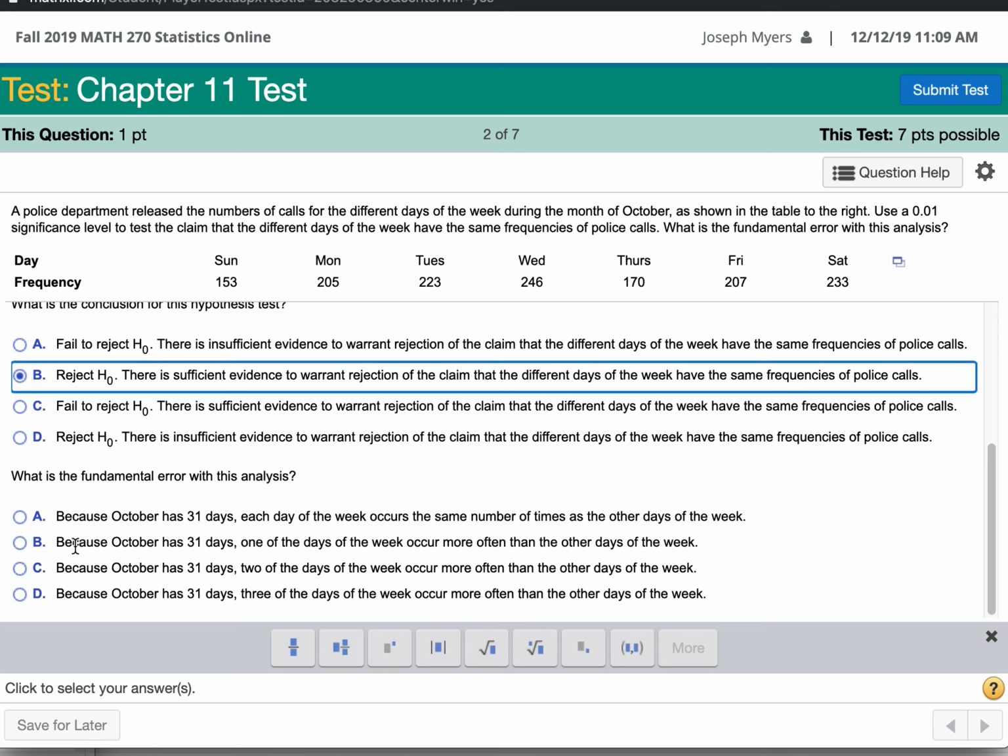There is a huge problem with this, however. As you know, October has 31 days, meaning that there are 3 days of the week at the end of the month that happen more times than all the other days of the week, and so therefore those days would have more calls.